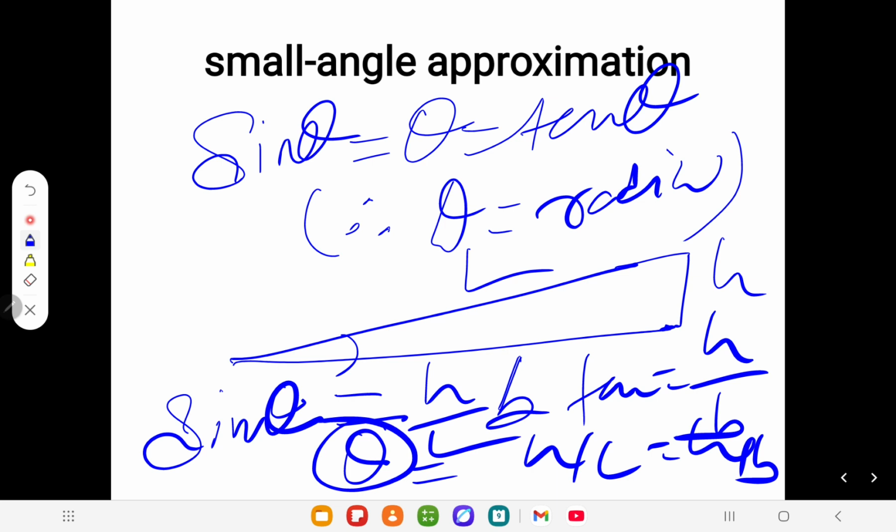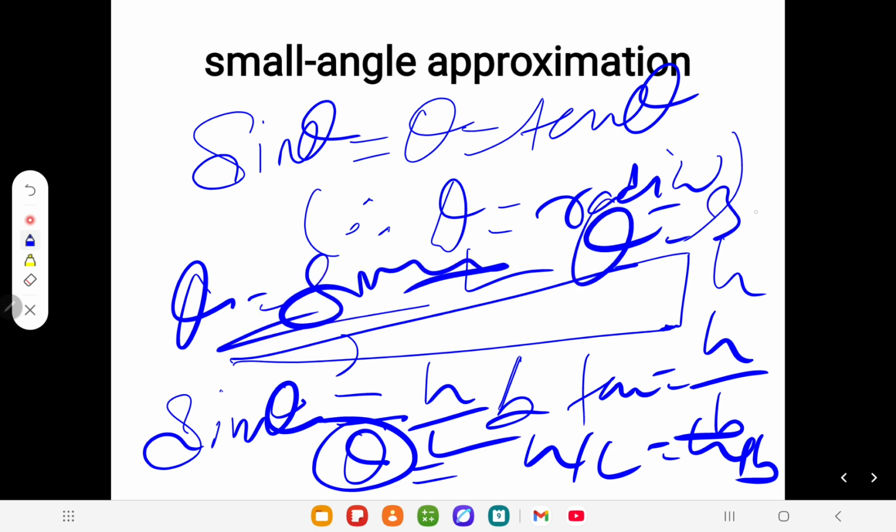So we must know theta is in radian, but also we must know theta is very small. If you consider theta is, for example, 2 pi, or theta is 1 pi, in that condition a small angle approximation doesn't work. So you must know what a small angle approximation is.